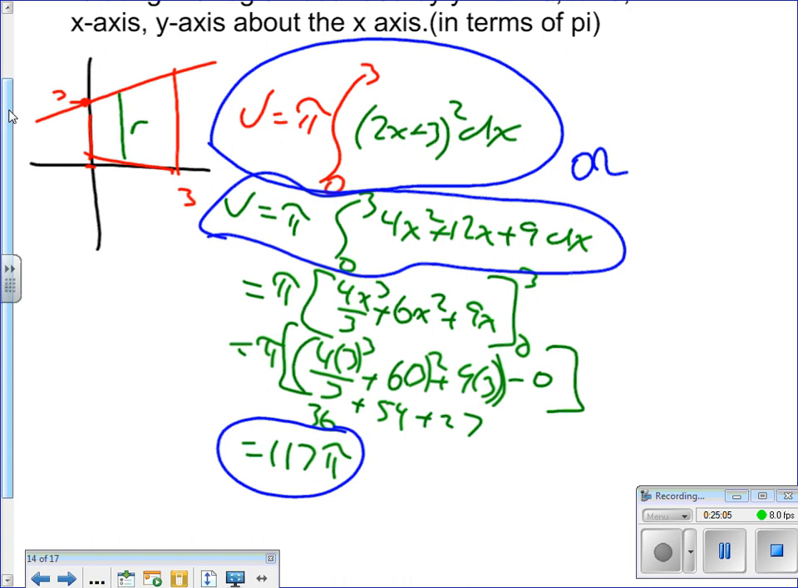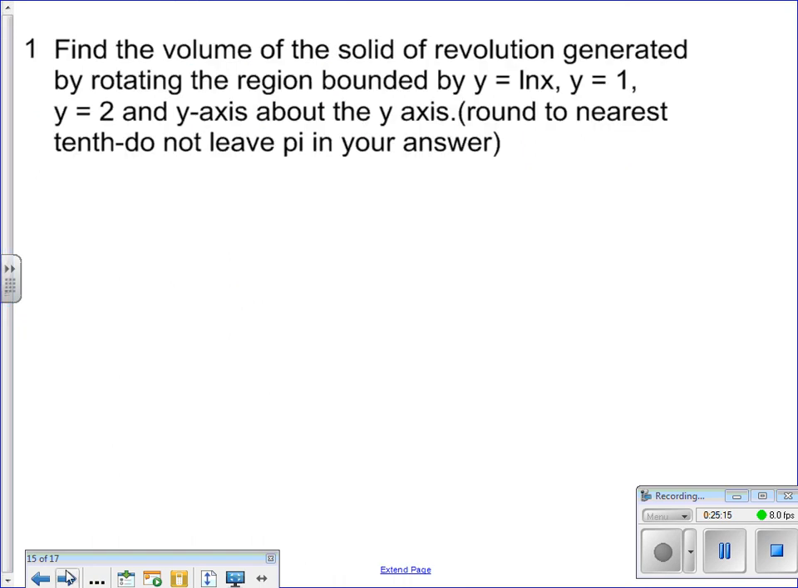Yes. What's 3 cubed divided by 3? It's 9. 4 times 9 is... Okay. Okay, do this one.